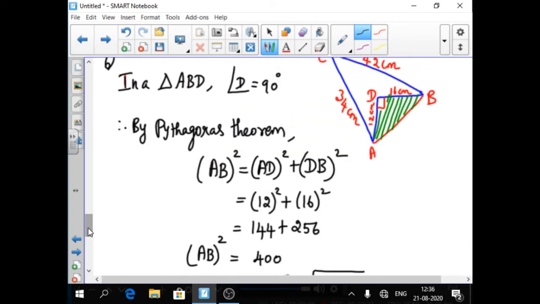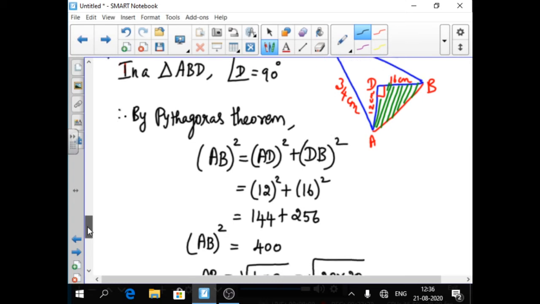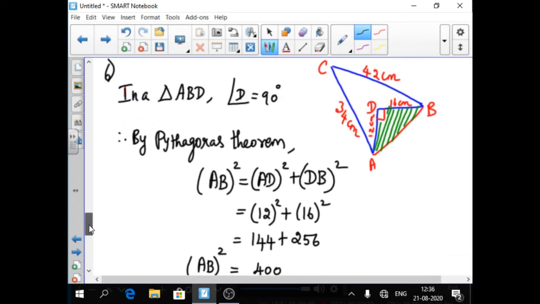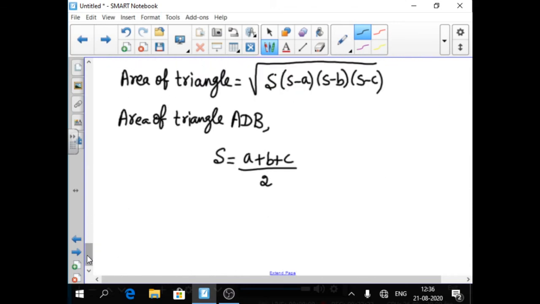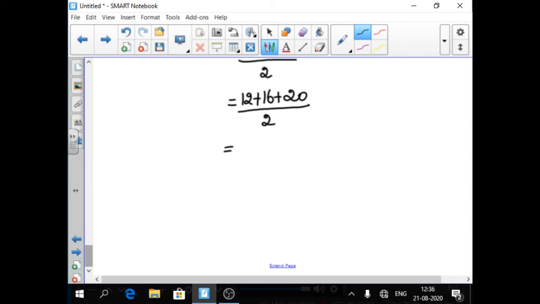In ADB we have 12 centimeter, 16 centimeter and the AB value we already found, that is 20 centimeter. So you can add it: 12 plus 16 plus 20 divided by 2. So what do you get? 12 plus 16 is 28, 28 plus 20 is 48. So 48 divided by 2 is 24 centimeter. So S is equal to 24 centimeter.